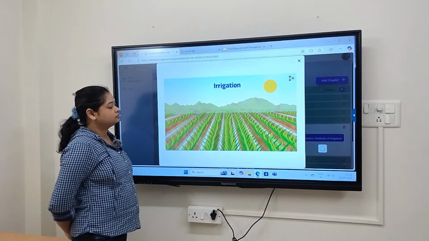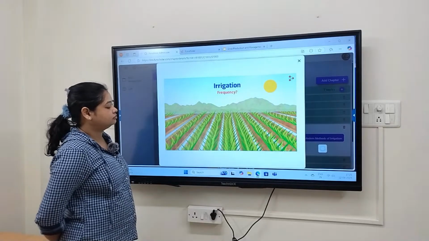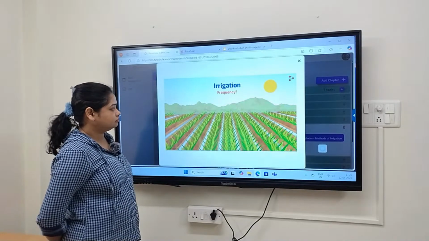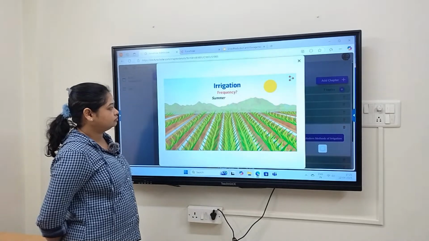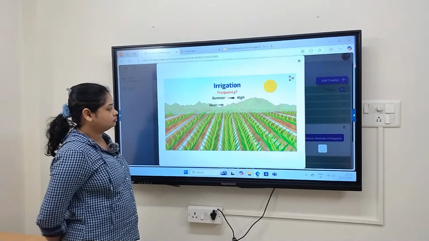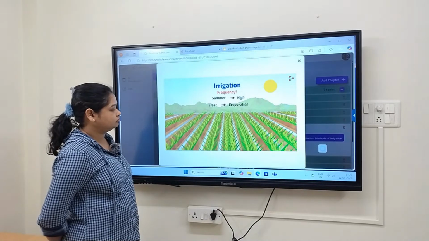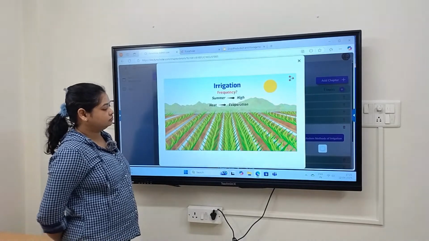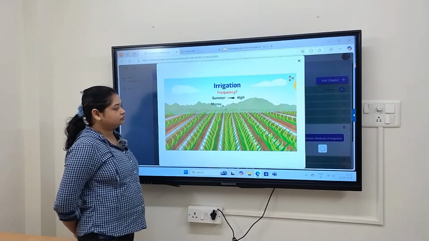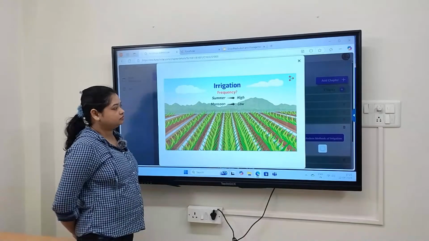And what according to you will the frequency of irrigation depend on? Can you guess? Yes, it does depend on the season. During summer, soil is devoid of moisture. This is because the heat leads to a higher rate of evaporation. That is why we need to irrigate the fields frequently during the summer months. During the monsoons, there is little need for irrigation.